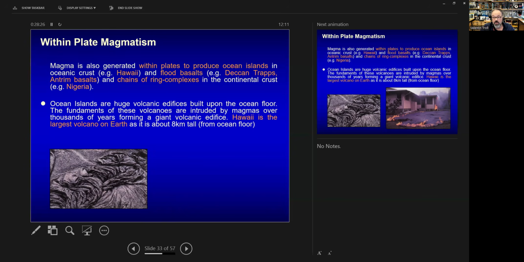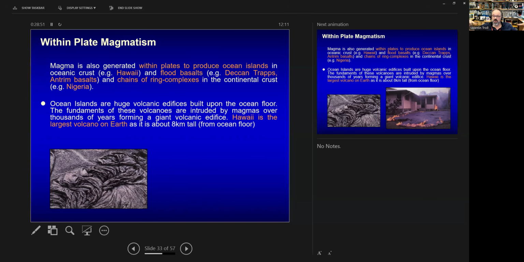Magma is also generated within plates, and there, if it's in continental plates, we get flood basalts or ring chains. In oceanic systems, it's more like island chains, like the Hawaiian island chain, for example. If you take the Hawaiian edifice, the Big Island of Hawaii, it's 8 kilometers tall from the ocean floor. So it's a big volcano.